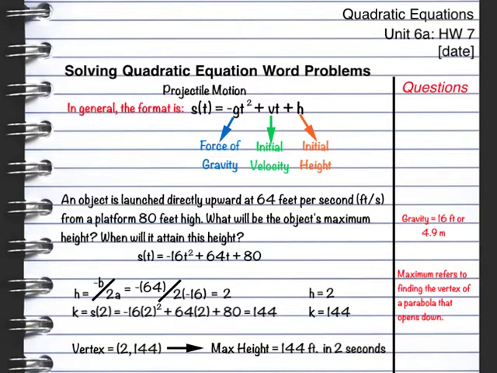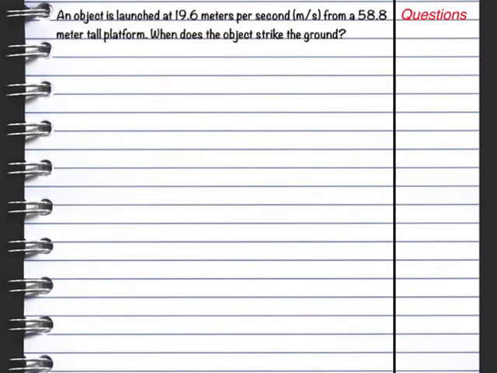Make sure you have any questions or comments in the right-hand side of your paper to ask when you come to class. So another example, I have an object that is launched at 19.6 meters per second from a 58.8 meter tall platform. When does the object strike the ground?